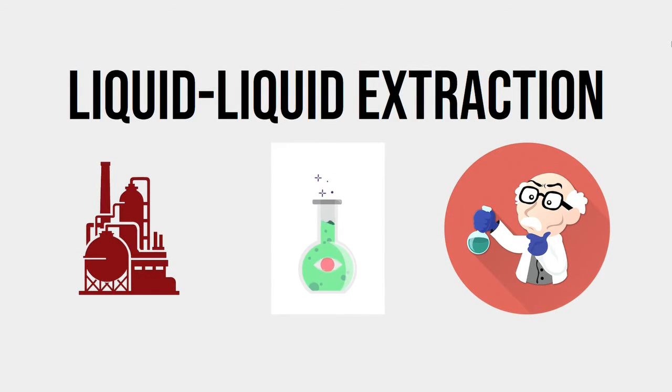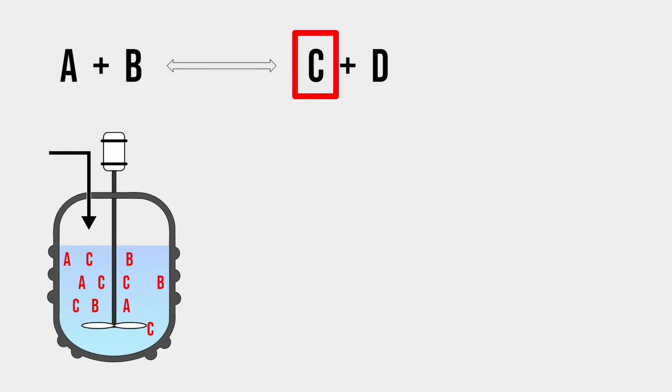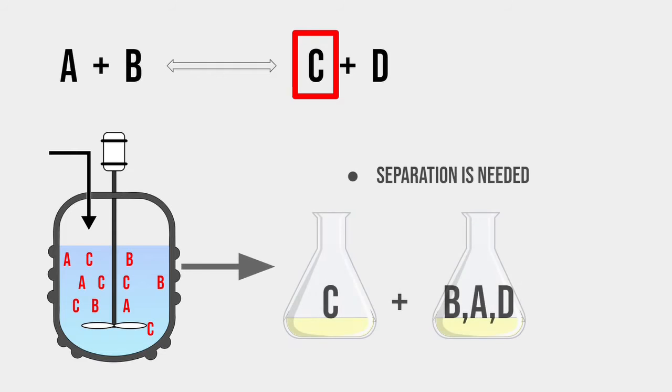Hi everyone, in this video we will show what liquid-liquid extraction is and how it looks. Sometimes the products in a process are to be obtained pure, but they are often mixed within the reaction products and the initial substances that didn't react. Therefore, to obtain the desired product, we need to add separation units to the process.